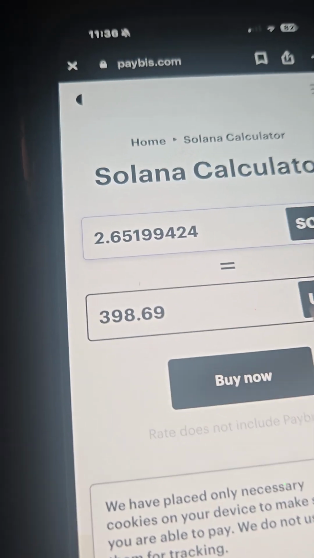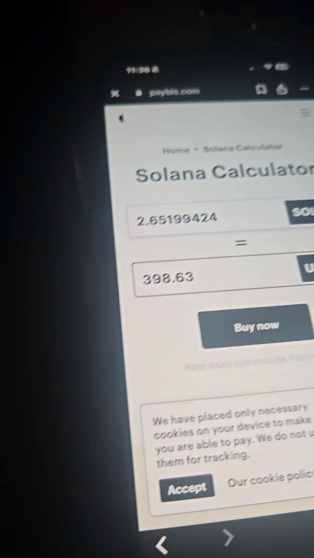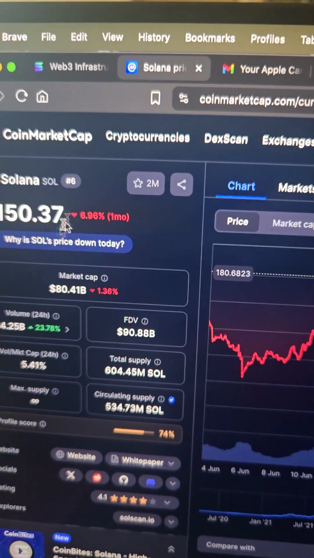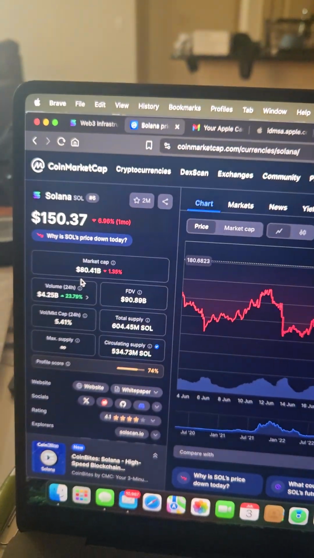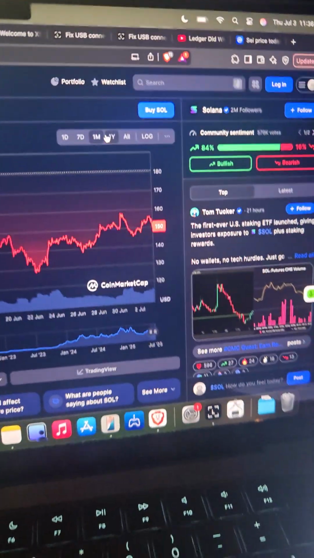2.651999424 Solana is equivalent to $398.69. Now that number is going to change every day based upon what the price of Solana is doing that day. That's something I want you guys and ladies to understand. Because if you look at this chart.